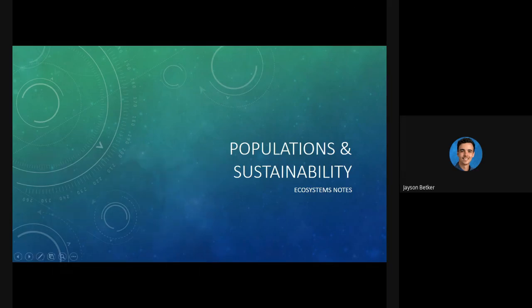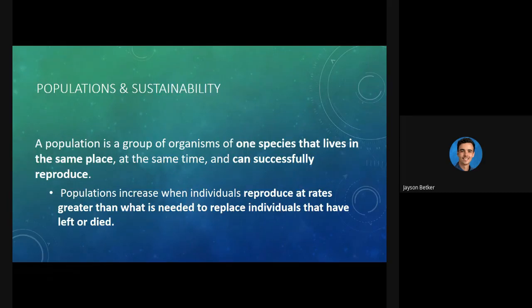So populations and sustainability. What is a population? A population is a group of organisms of one species that live in the same place at the same time and can successfully reproduce. Because if a population can't successfully reproduce, that population is not going to be around for very long. So it has to be the same species, has to live in the same place, has to live at the same time, and has to be able to successfully reproduce.